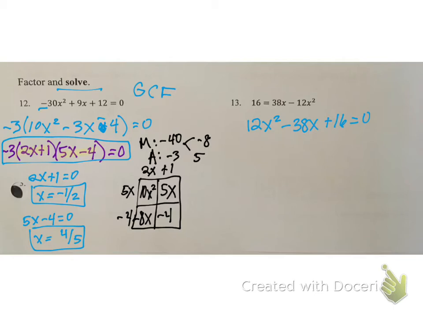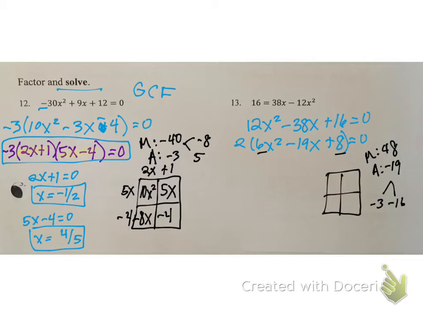I'm going to pull out a greatest common factor. They all have 2 in common. So 6x squared minus 19x plus 8 equals 0. Then I need 2 numbers that multiply to get 6 times 8, a positive 48, and then add to get my middle number, which is a negative 19. So I have negative 3 and negative 16. That will work.